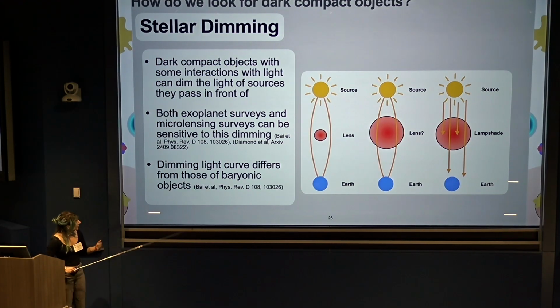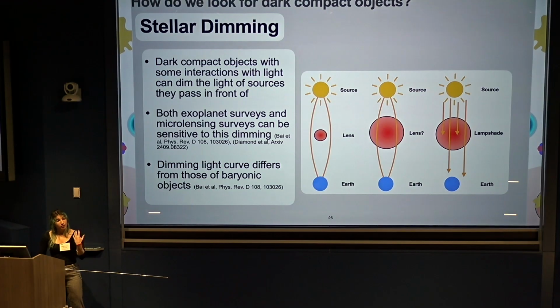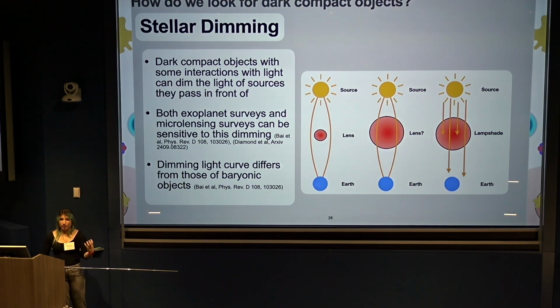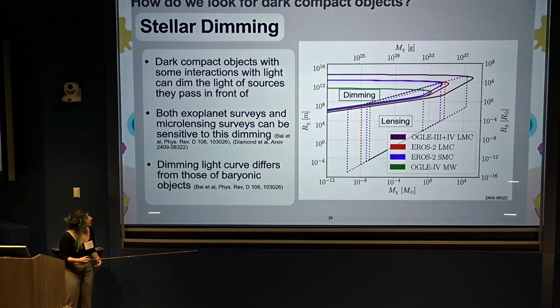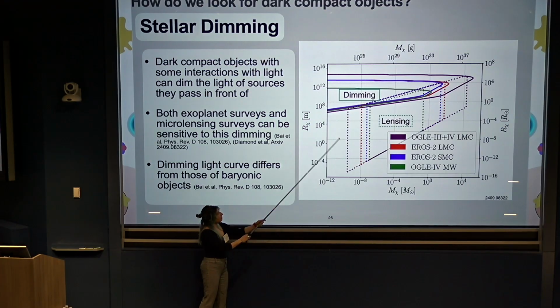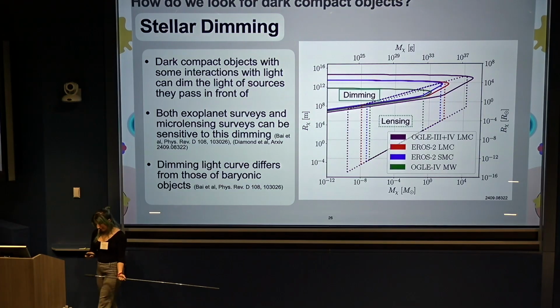And fortunately, as Yang Bai figured out quite recently, dimming from these light curves of a semi-transparent object passing in front of a star should look different than dimming from a fully opaque baryonic object passing in front of a star. So it's pretty exciting because we get to use these existing surveys to get access to new sorts of objects that they themselves wouldn't otherwise be able to look for.